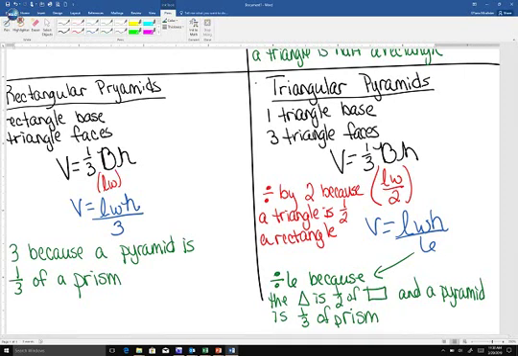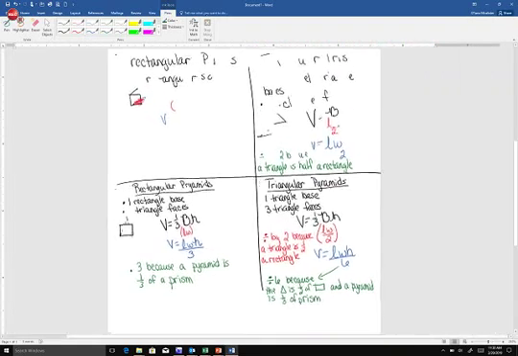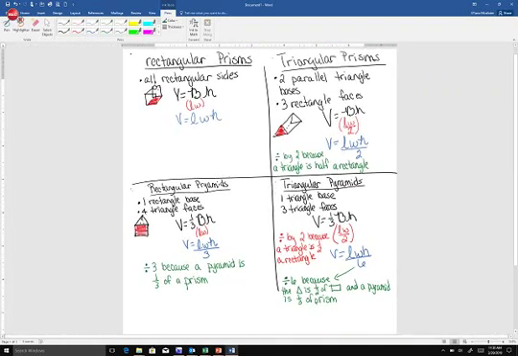I do want to make sure that you guys do notice that all of these start out with the length, the width, and the height. So that's what I want you to look at. On all 4 of these, they all start with the length, the width, and the height. You either just multiply to find the rectangular prism, divide by 2 if it's a triangular prism, divide by 3 if it's a rectangular pyramid, or divide by 6 if it is a triangular pyramid.